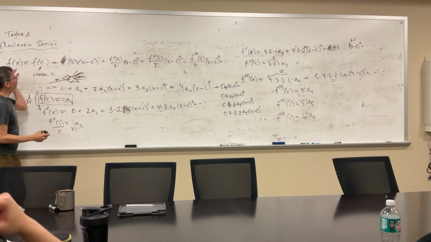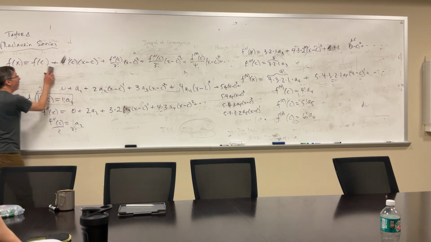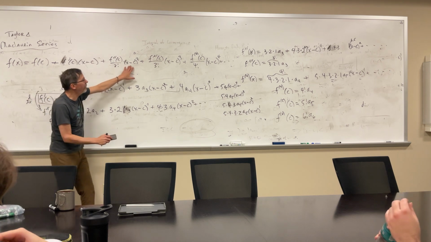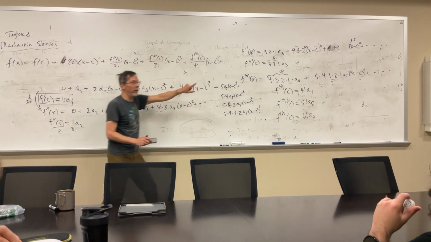So this is the spectral profile of a function in math. How much first degree stuff is in there? How much quadratic? How much cubic? How much quartic?